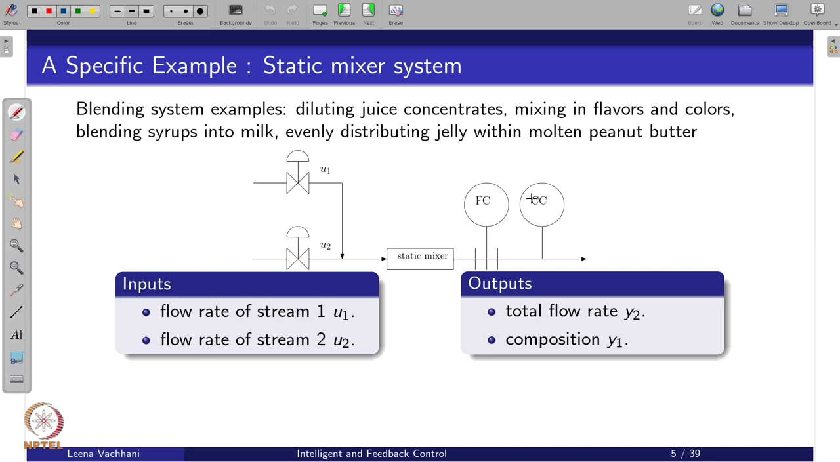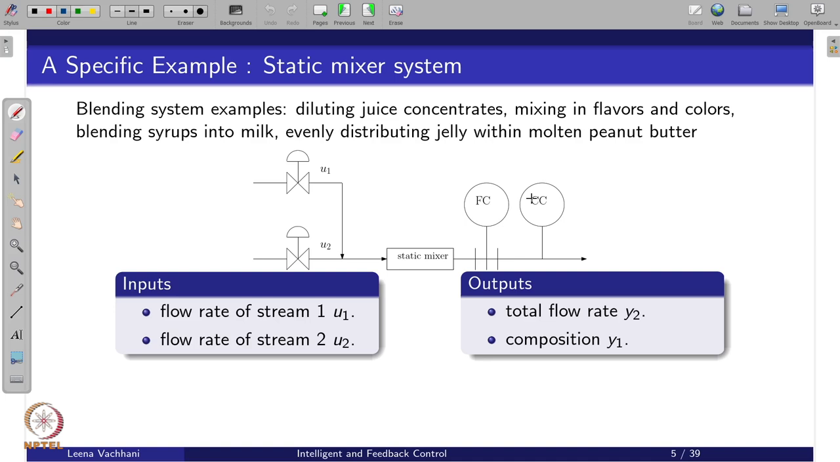The static mixer considers two streams of flow and tries mixing them, and finally what we have to achieve is flow control as well as composition control. This is typically used in blending systems, like diluting juice concentrates, mixing in flavors and colors, blending syrups into milk, and evenly distributing jelly within molten peanut butter.